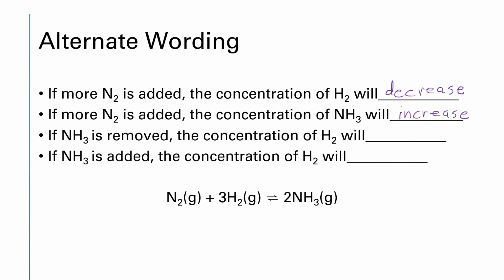If ammonia is removed, so we're going to somehow get rid of some of the ammonia that's in our reactor, the concentration of hydrogen will, well, if we remove ammonia, then nitrogen and hydrogen will react in the forward direction to produce more ammonia to counteract that change. So that means that the amount of hydrogen will decrease as it reacts to give us more ammonia.